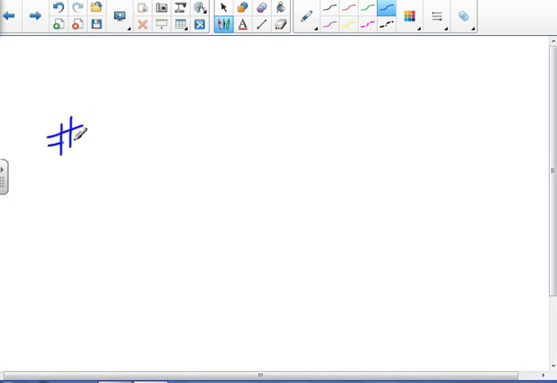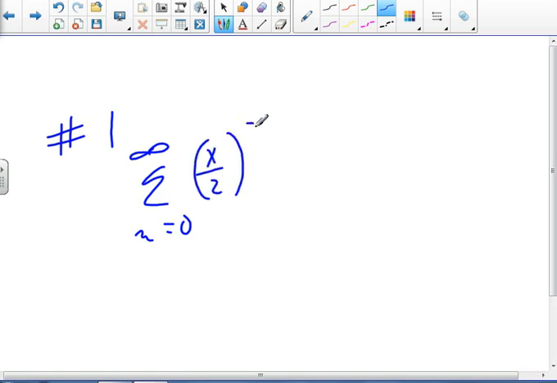So I'm looking at number 1. I've got summation n equals 0 to infinity x over 2 to the n, and I want to know what are all the possible x's that this would be true for. Okay, so here's my number line up here. There's 0. So I look at this and say, well, if x is 0, well, this is true, right? So what else can be true? That's what I'm looking for.